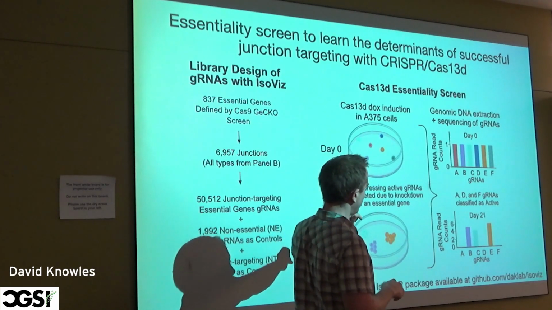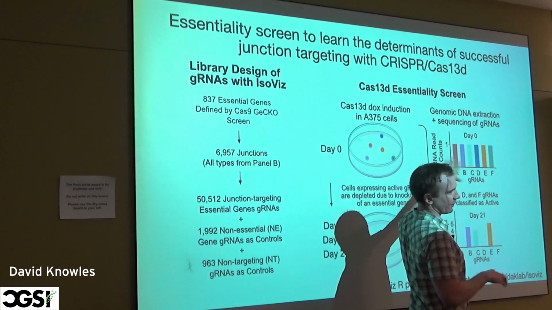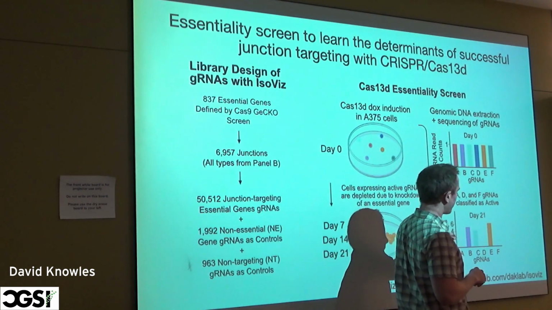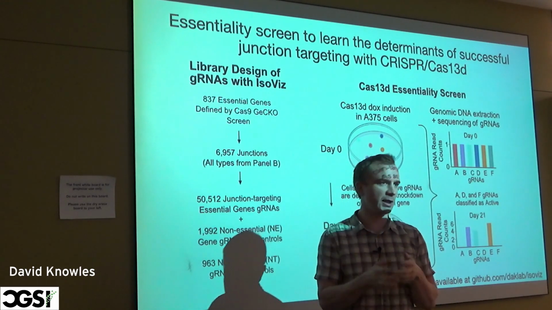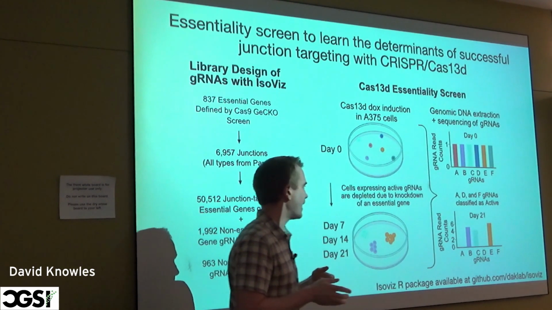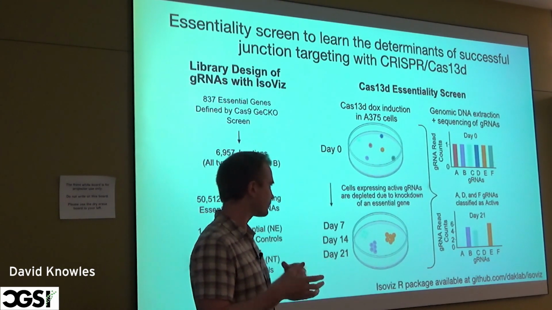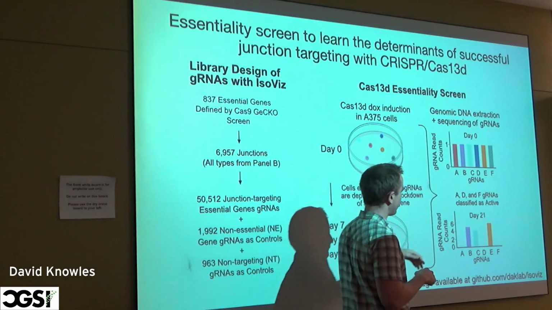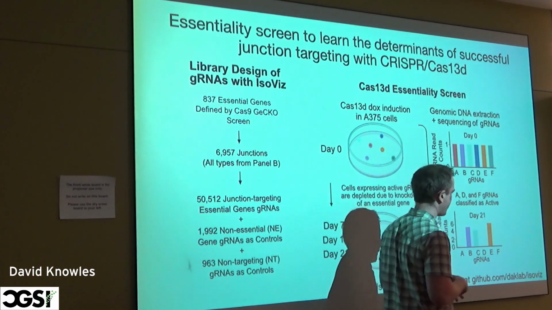And what will happen is the original representation of the guides that you had, you try and aim for them to be even, in reality it's not going to be perfectly even, and it's going to change over time. Because if you have a CRISPR guide which is targeting an essential gene or essential isoform, then that's going to stop those cells that have that guide from growing. And so you're going to see depletion of those guides when you sequence your cells at the later days.